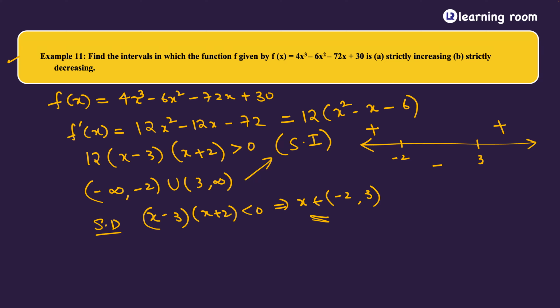So it's very simple, no? For strictly increasing, you should get x between 3 by 4 to infinity. And for decreasing, you will get from minus infinity to 3 by 4.